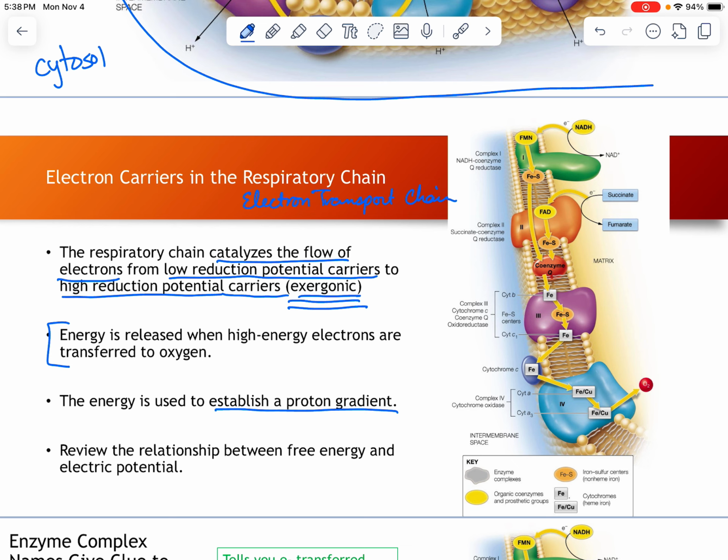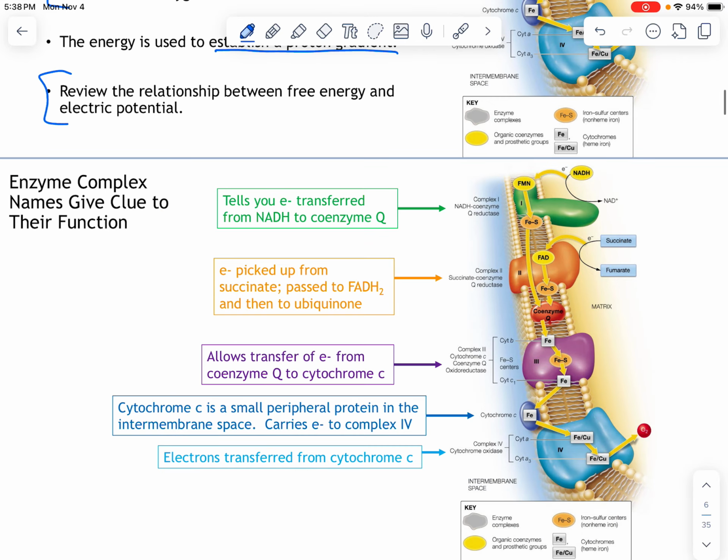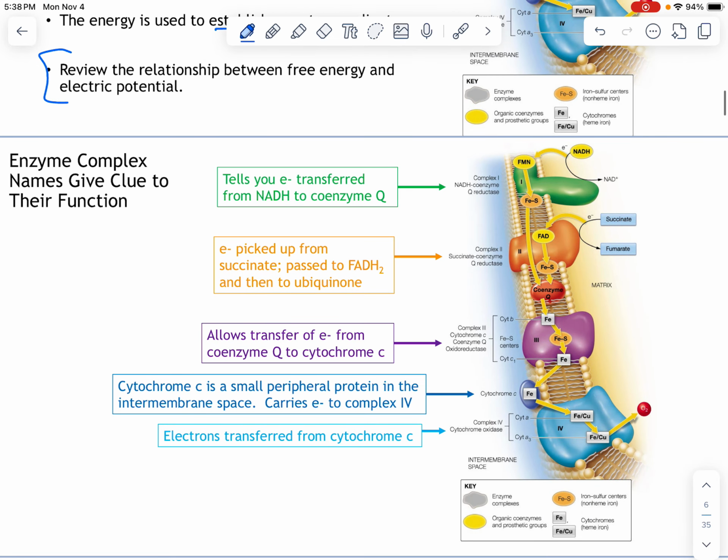And so next we're going to review this relationship, free energy and electric potential. Before we do that, let's look just a minute at that same picture. I just want to remind you that the name of an enzyme complex gives you a clue to its function. So when I look at complex 1, NADH coenzyme Q reductase, it's a lot of words, but think about what that is. We know reductase, we're going to be looking at a transfer of electrons, and this is telling you that electrons are being transferred from NADH to coenzyme Q.